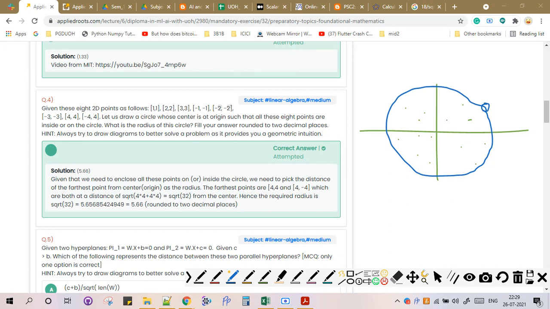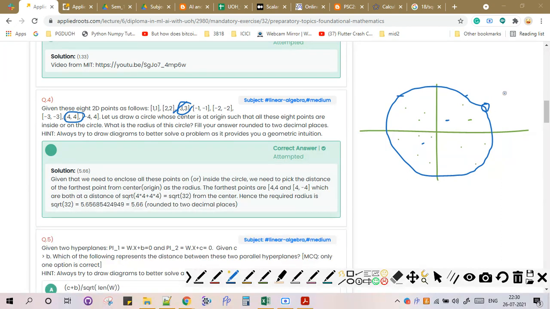So after seeing all this, which point is very far from the origin? 1 1 is near, 2 2 is farther than 1 1. Then 3 3, and minus 1 minus 1 and 1 1 would be at the same distance. So the current winner is 3 3. Let's go further. Minus 3 and 3 would be a tie. Again we have 4 4, so the current winner is 4 4. So 4 4 is the farthest point. And minus 4 plus 4 would be somewhere here.